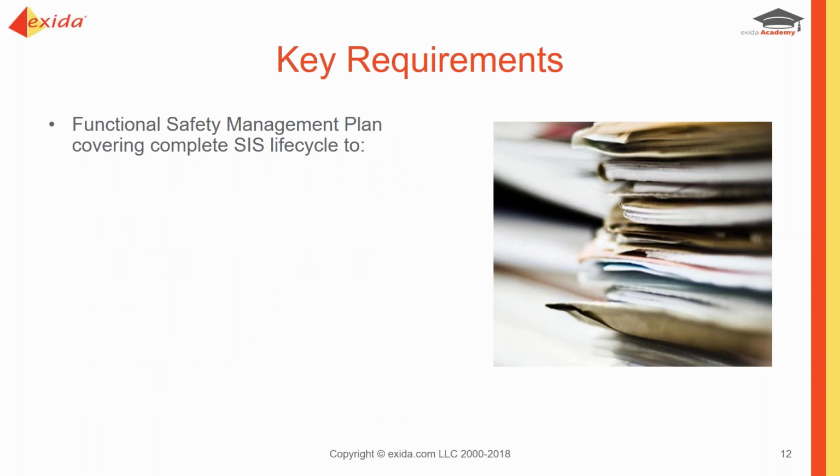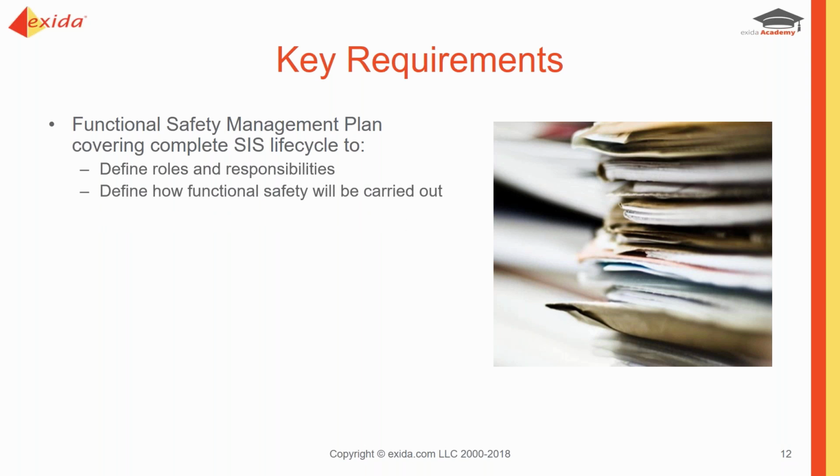So what are the key requirements? In terms of the functional safety management plan, we need to define roles and responsibilities. This is something that's been added into the 2016 requirement for 61511. So there's much more emphasis now on defining roles and responsibilities, because clearly there have been instances where people haven't been sure what their role or what their responsibility is. So we need to define that. So there needs to be a procedure in place to define roles and responsibilities.